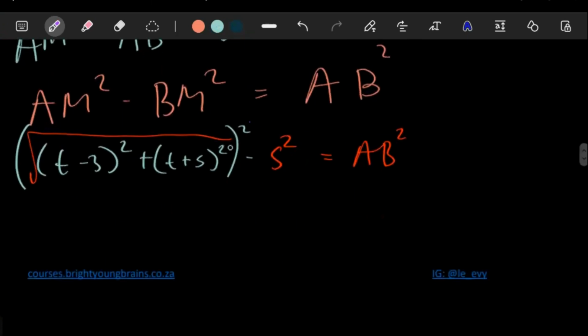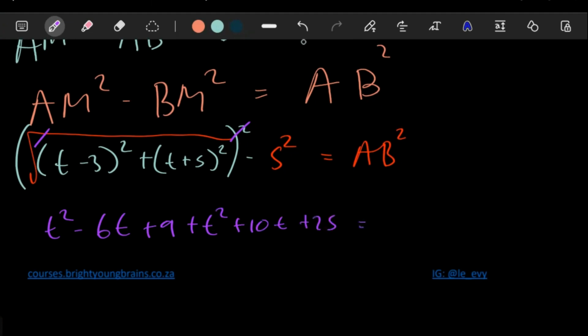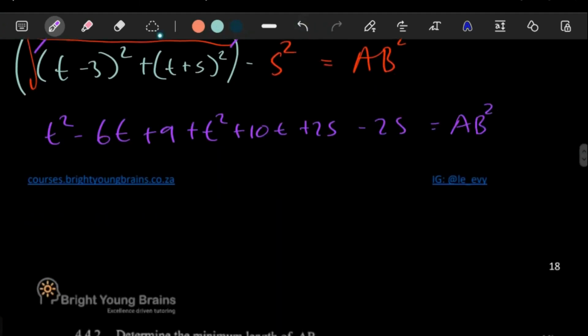And then it says here, so this cancels that. So we have t squared minus 6t plus 9. Here you're going to have t squared plus 10t plus 25. And then that's minus 25 equal to AB squared. From here, let's carry on and see what we end up with. So here, it looks like these two cancel out. 2t squared from there. -6 plus 10 gives you a 4. And then 9 is the one left there.